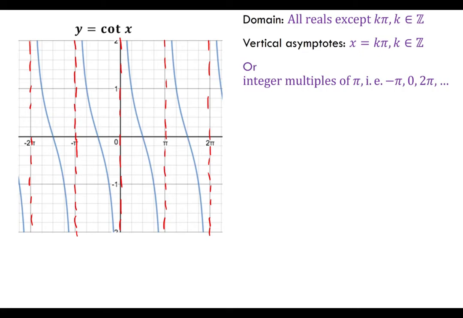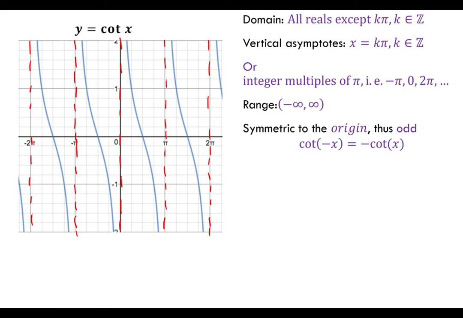Then we see now that our range, or we can verify that our range is from negative infinity to positive infinity. We see that again it's symmetric to the origin, thus odd. That is, if you flipped your screen upside down, you'd see that the image looks exactly the same, except for our numbers being flipped around. Or if you turned it upside down on your head, the image is exactly the same as the other way around. Cotangent of negative x is equal to negative cotangent of x. Our period, once again, is pi. Notice that if we measure our distance between vertical asymptotes, we'll get a period of pi.